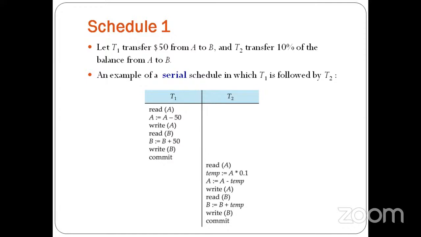After that, it is going to read A. Next, read B. Write A, read B. B equal to B plus temp. Write B and commit. So in this way, schedule 1 will happen. Up to this clear? Say yes or no?